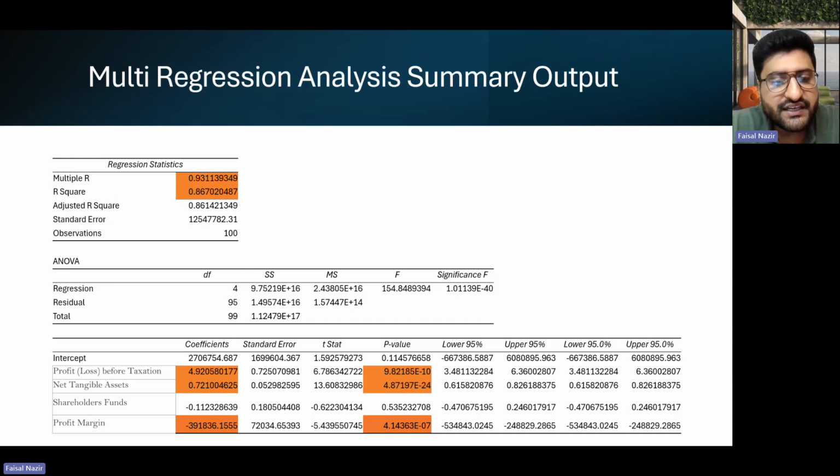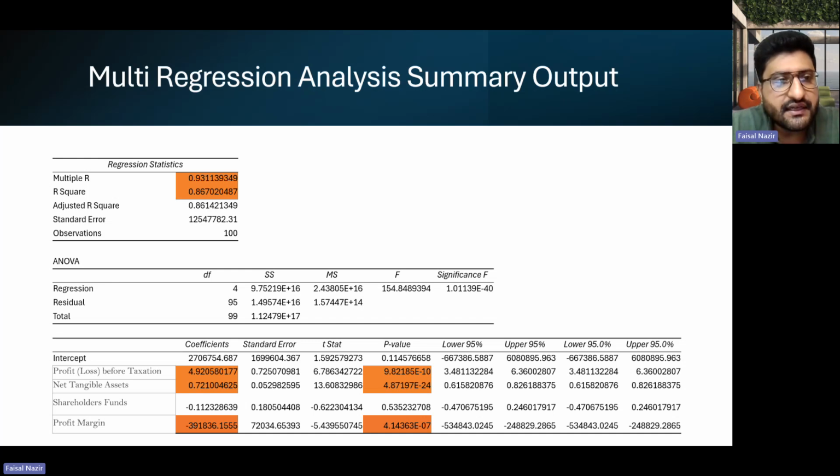So the second is R squared, 0.8670. An R squared value of 86.7% means that 86.7% of the variable in turnover can be explained by this model. This high percentage suggests that the selected variables play a significant role in determining turnover, though some variation is still due to other factors not included in the model.